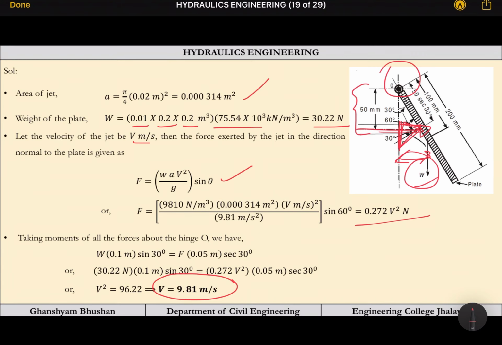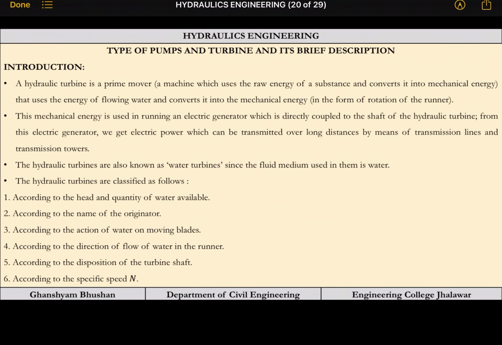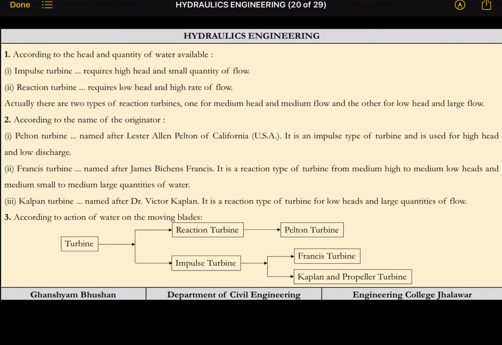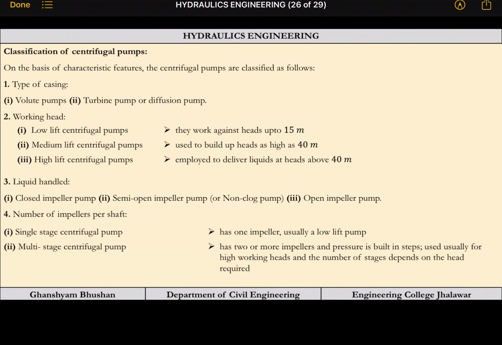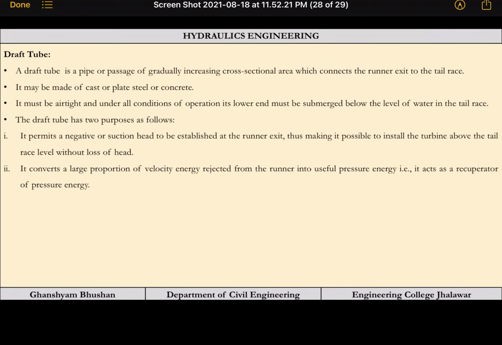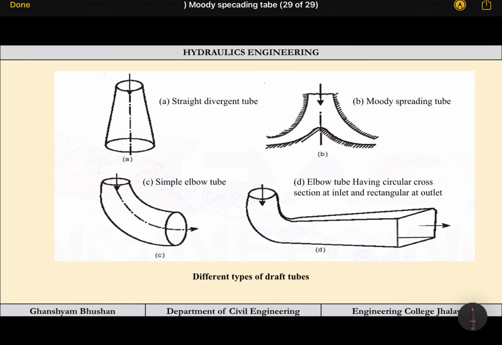So in this way we have completed this portion of hydraulic machines. For pumps and turbines, for a brief discussion, you can go through the notes which we have already provided. Let us try to understand the draft tube, which is very important. A draft tube is a pipe or passage of gradually increasing cross-sectional area which connects the runner exit to the tail race. Let me show you what the draft tube is.